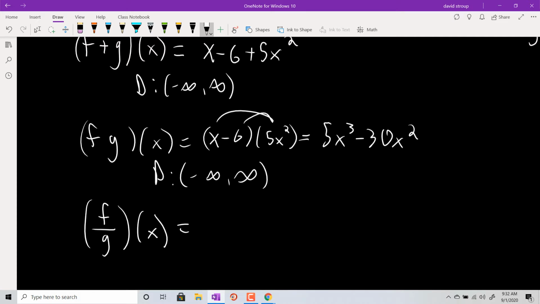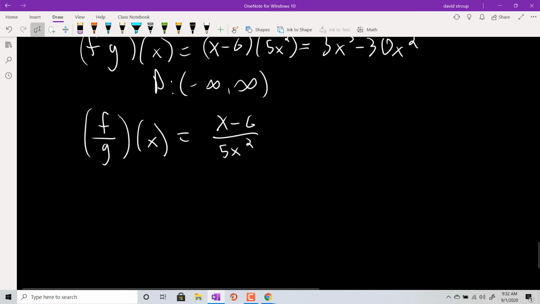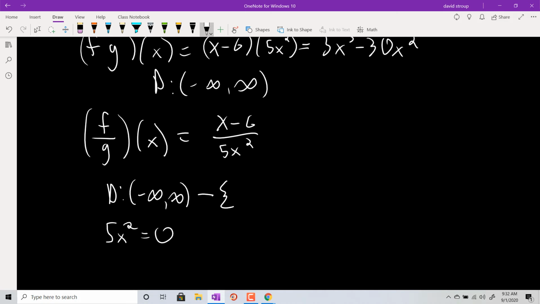In that case, then what do you have? You have x minus 6 all over 5x squared. So the domain here, just like before, is negative infinity to infinity, but then you have to subtract away the numbers where 5x squared is equal to 0, because you can't have the denominator equaling 0. So where does that happen?